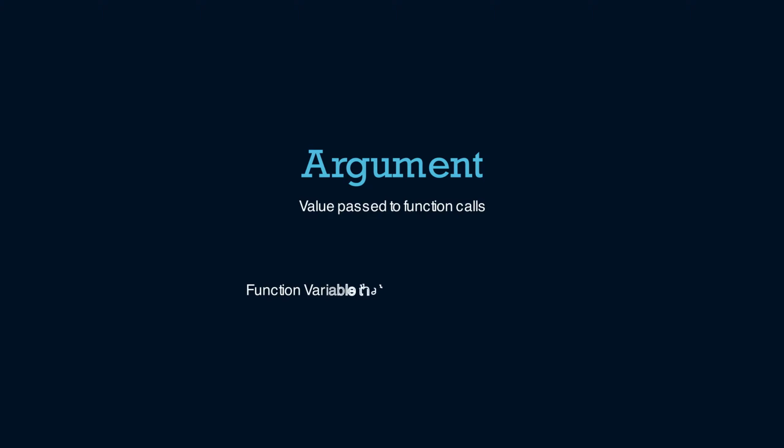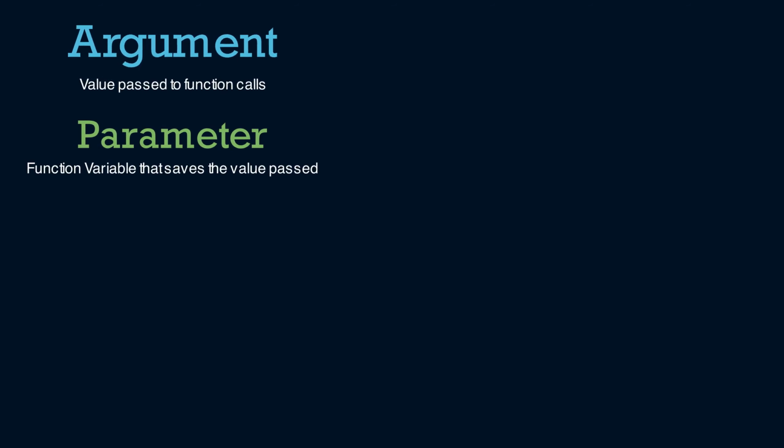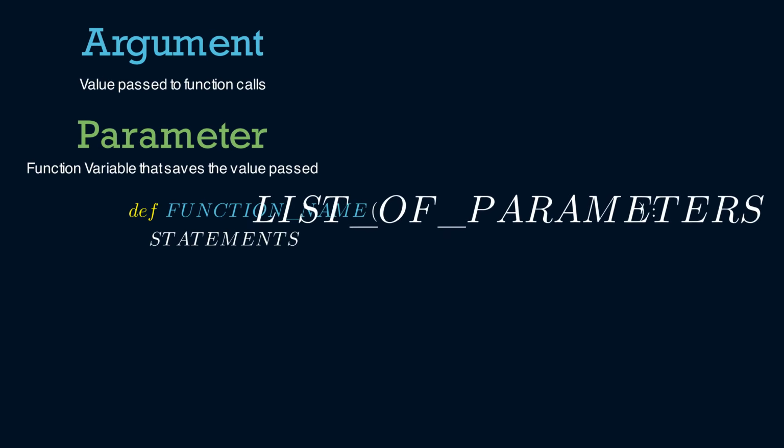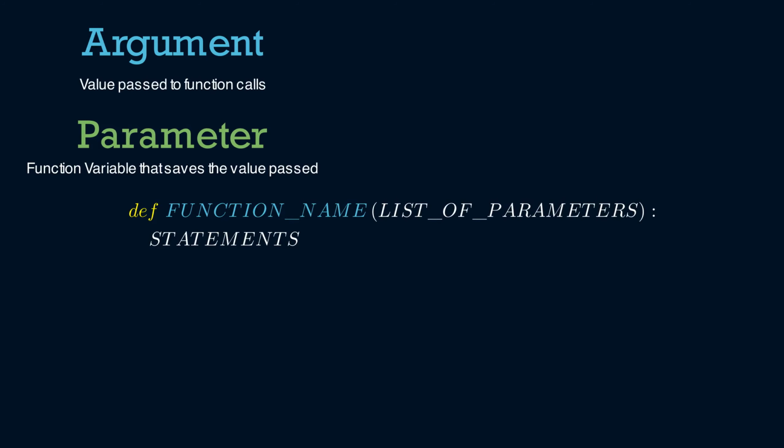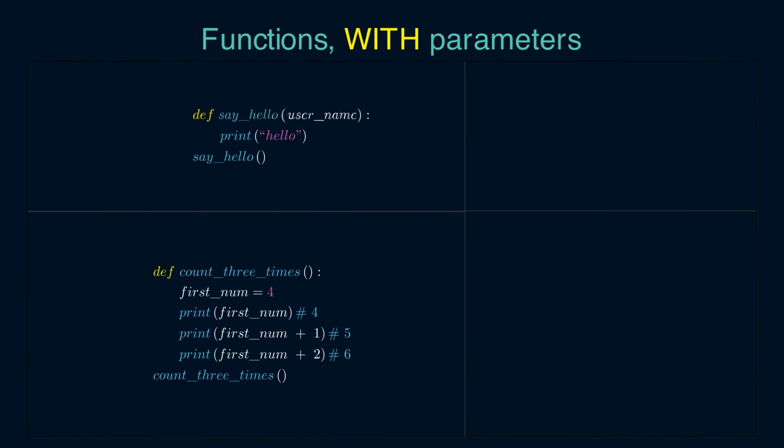As we know, we can pass values to some function calls, arguments. Inside the function, those values are saved to variables, called parameters. What all are accepted as arguments? The list of parameters declares that. Let's rewrite our functions with one parameter each.